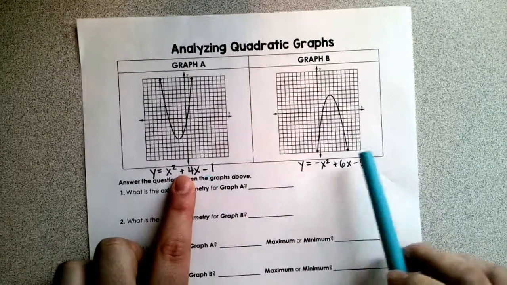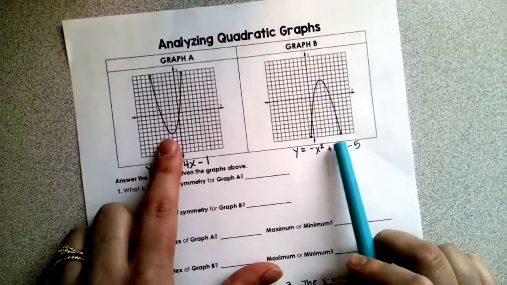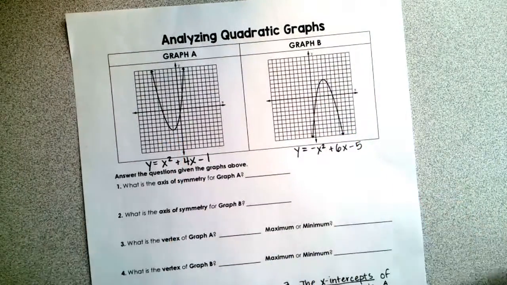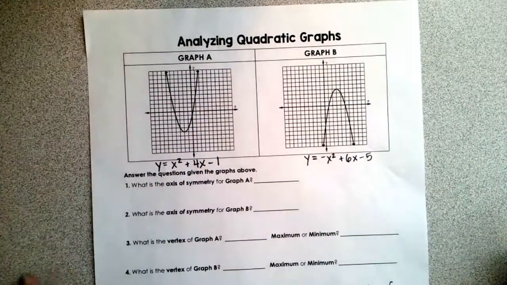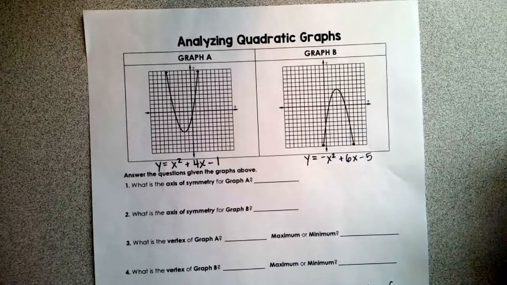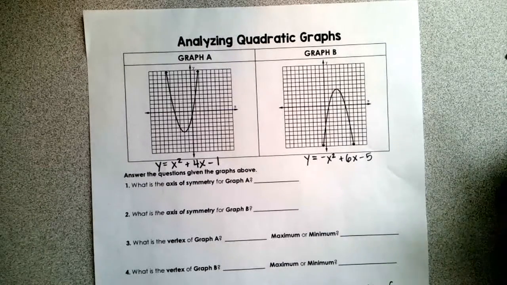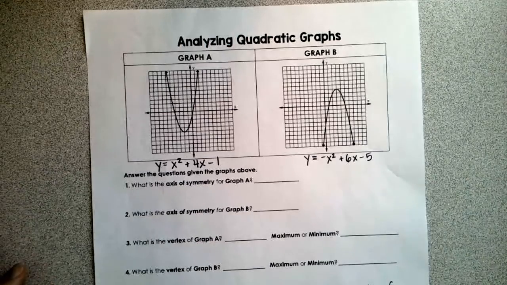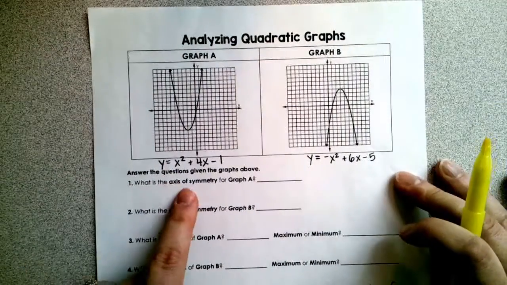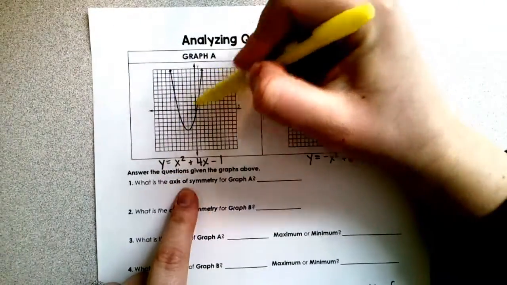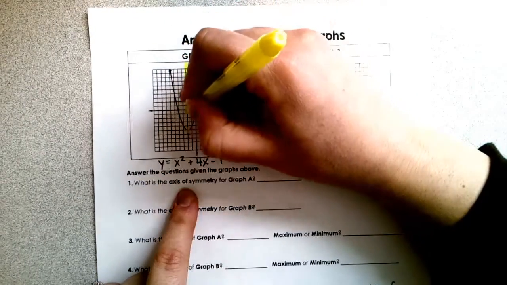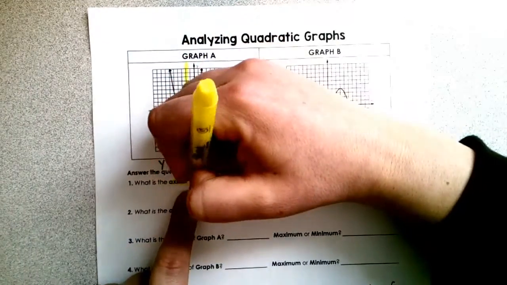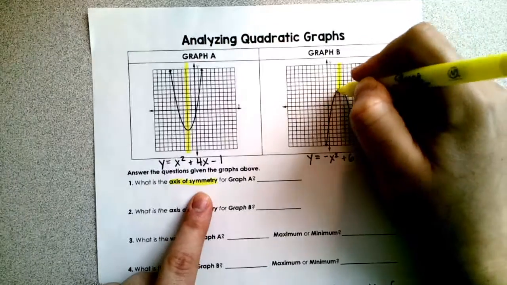This is a quadratic equation. Their graphs look like this U-shaped curve. They're called parabolas. So basically, this first section is looking at the features of parabolas. You will notice that parabolas are symmetric. They have like a line that goes down the middle. That is called the axis of symmetry. It's what cuts our graph in half.